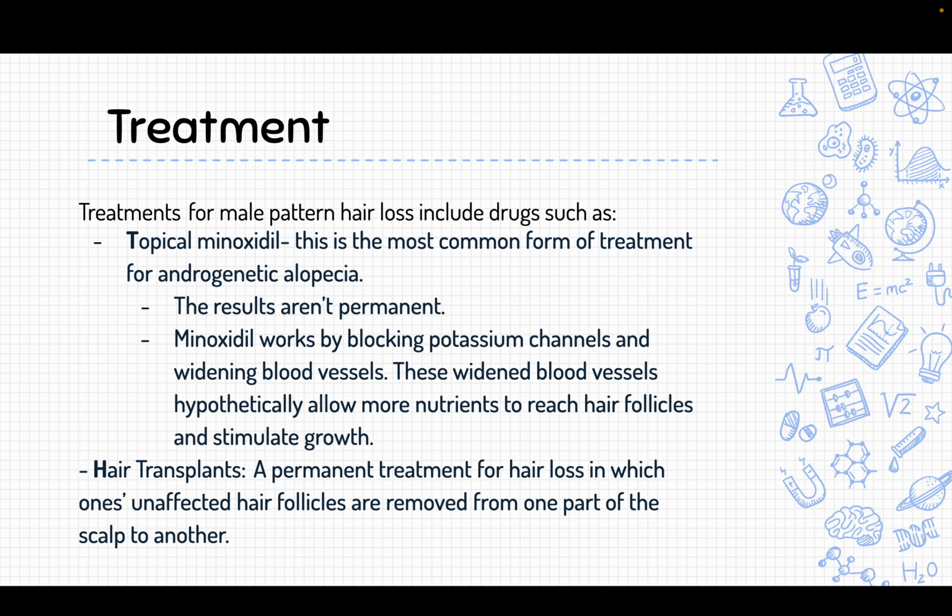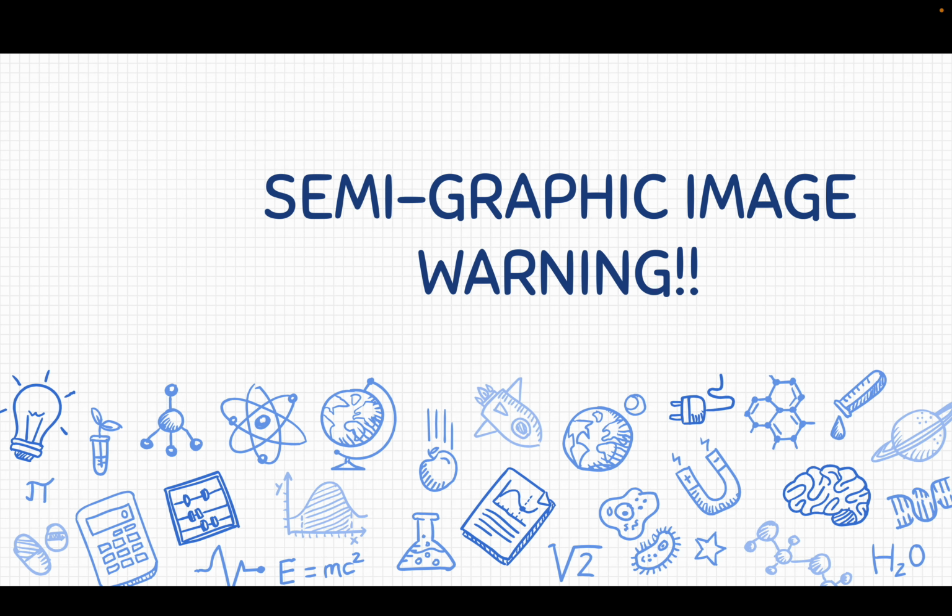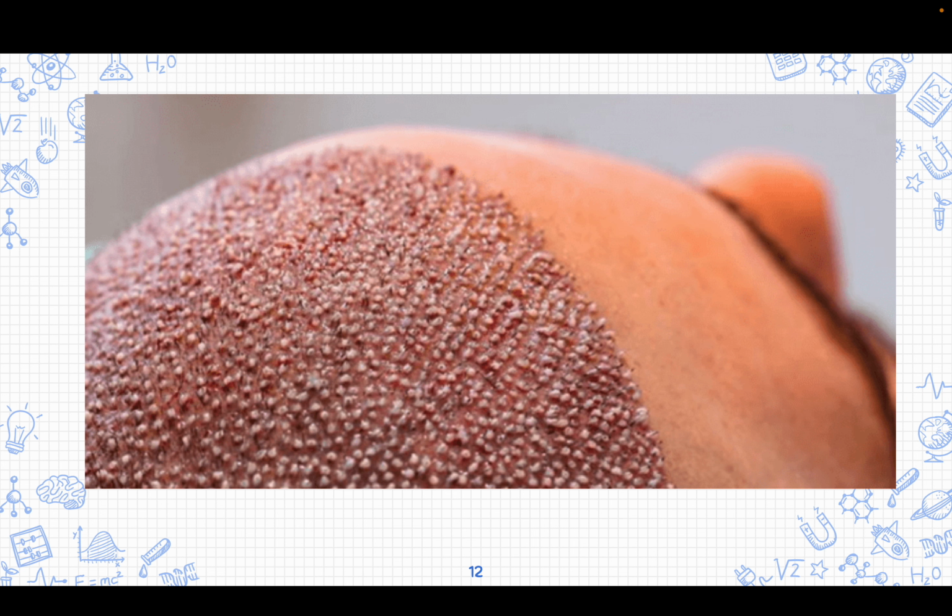And another treatment is hair transplants, which are more costly and are permanent for hair loss, in which unaffected hair follicles are removed from one part of the head and transferred to another part. And then this is a semi-graphic image of a hair transplant, and here you can see the hair follicles are implanted towards the hairline, which is likely where this person experienced hair loss. And these are probably hair follicles from more towards the back of their head.